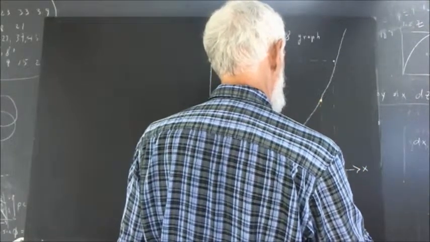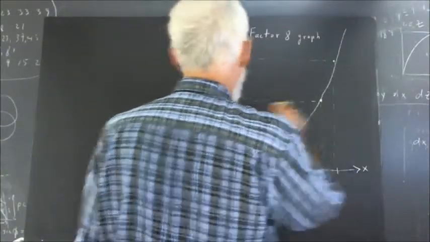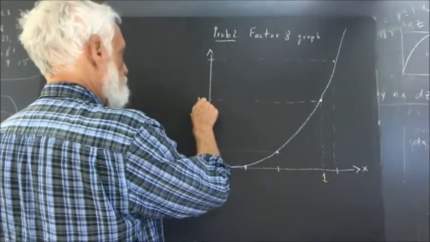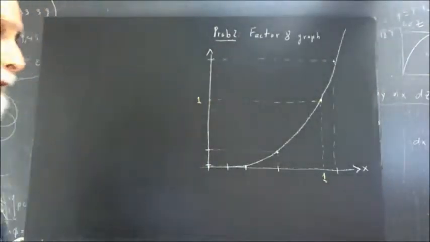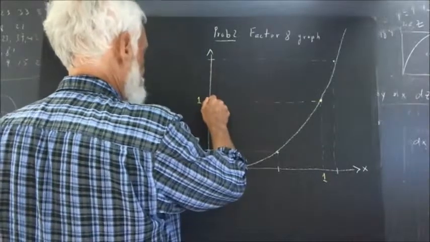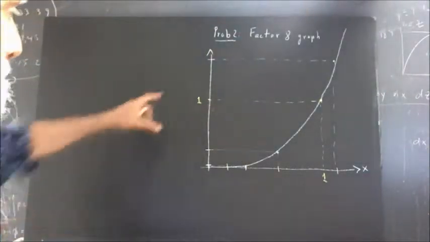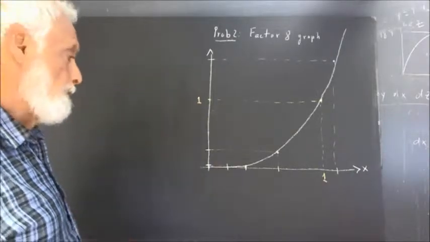So here would be x equals 1, and here would be y equals 1. Okay, because the instruction said pick a point and label it 1, 1. I don't think I located that particularly well, but that's okay. Right, now we label the rest of the graph.